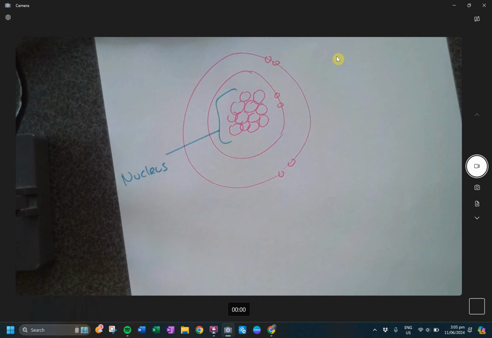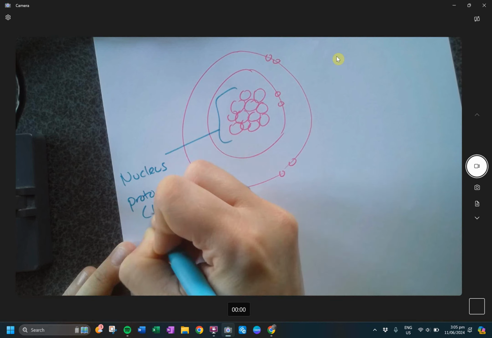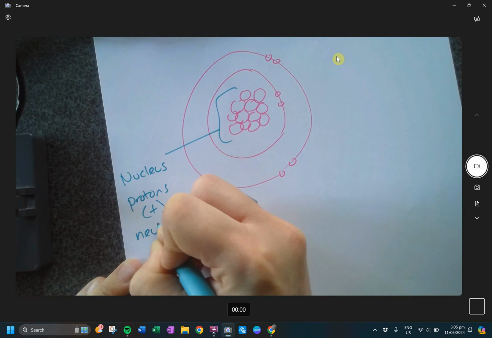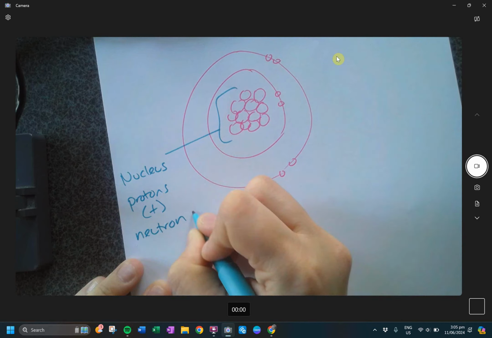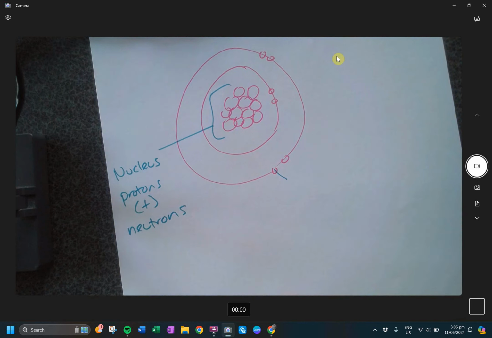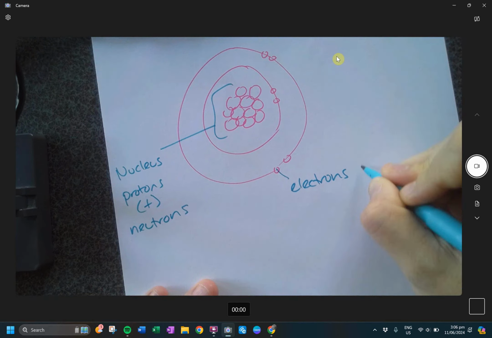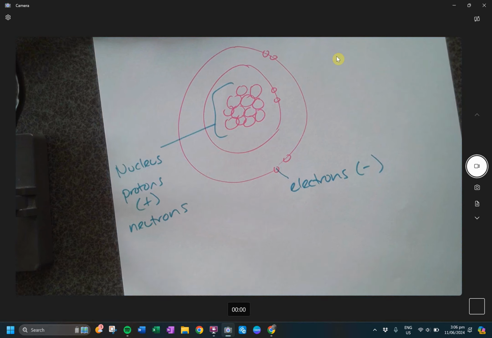Inside the nucleus, there are 2 things. What are the 2 things? Protons and neutrons, which are positive, and then neutrons, do they have a charge? Nope. All right. On the outside, we have electrons. Yes? And they are negative. Okay?